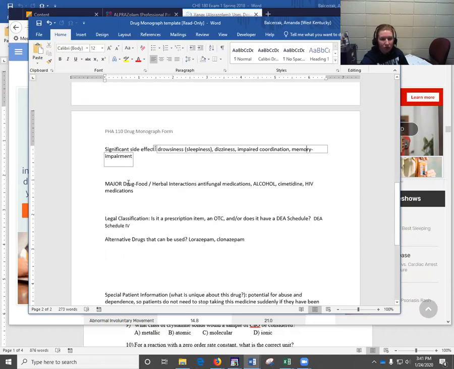But major drug-food interactions, so if you're taking an antifungal medication, alcohol is a huge interaction with alprazolam. Cimetidine we don't see very often, and then certain HIV medications.